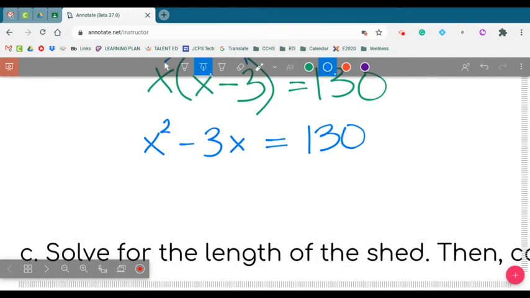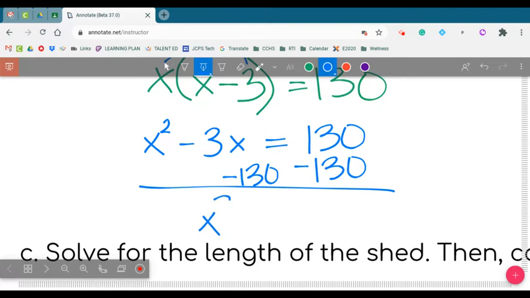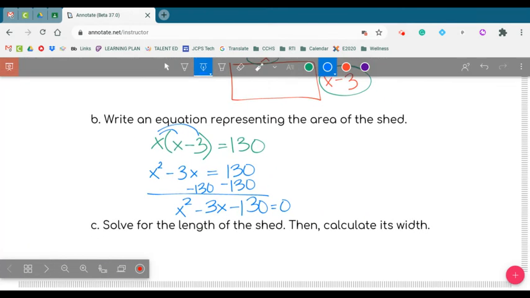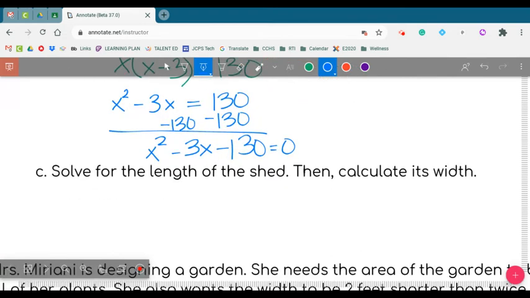And then the tricky part is we're going to subtract over the 130. Now the 130 I can't combine with anything, so we're going to get X squared minus 3X minus 130 equals 0. Now what we have to do is we're going to bring this equation down and we're going to factor it. So that way we can actually find what X equals.